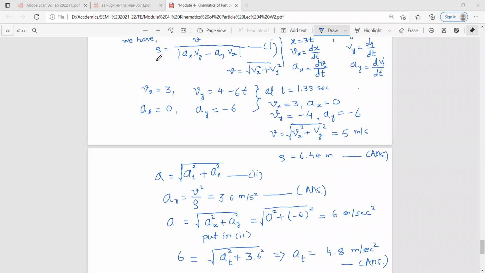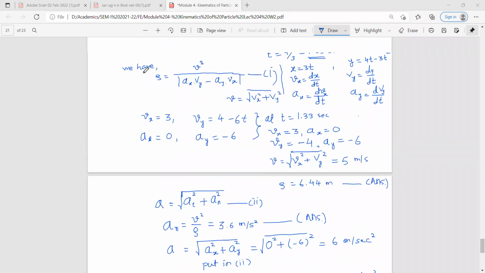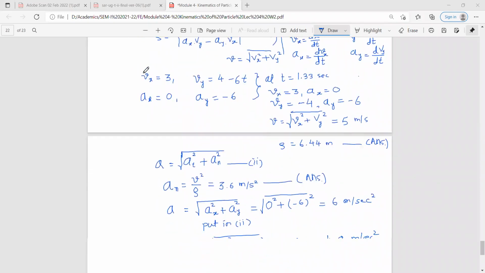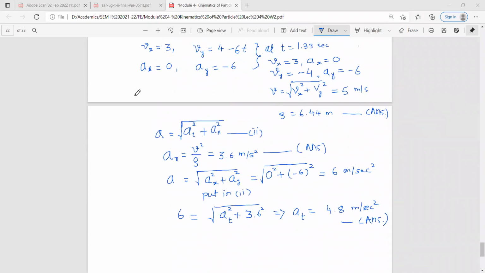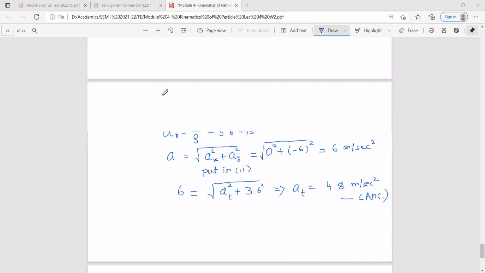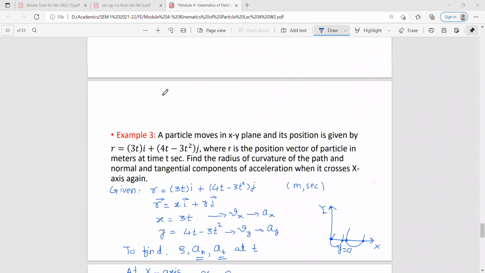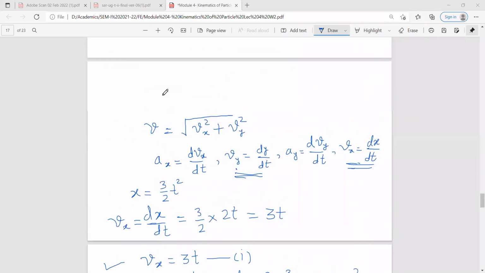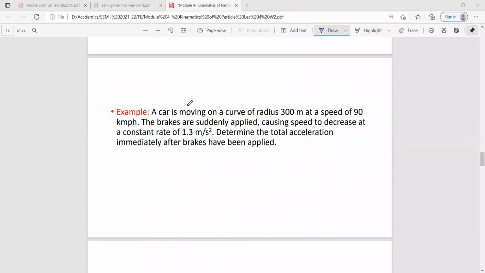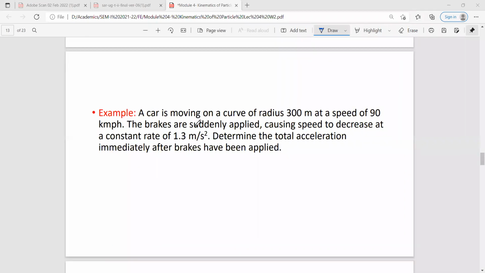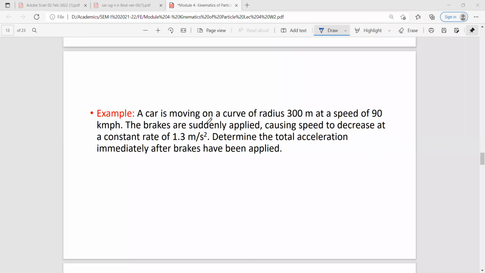So if anyone wants me to wait, please ask me, or we will solve the last numerical for this particular topic. You will have several examples in the book. You can refer. Okay, so you pay attention on this. Take 5 minutes to think about it.